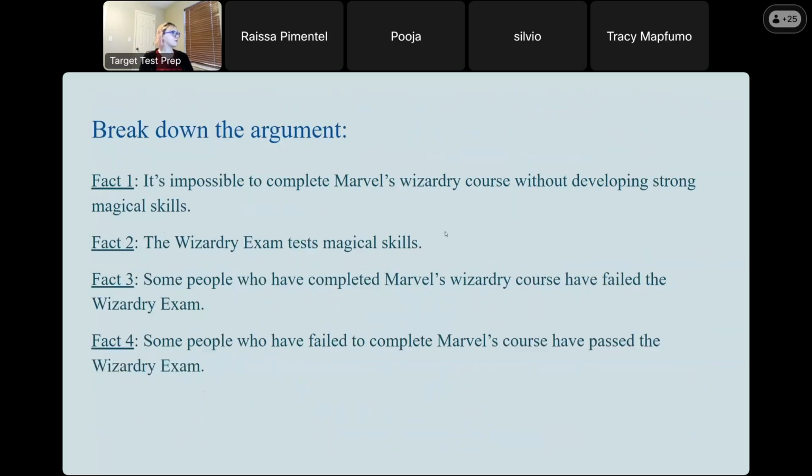Let's look at our breakdown. It's impossible to complete this course without developing strong magical skills. The wizardry exam tests magical skills. Some people who have completed Marvel's wizardry course have failed the wizardry exam. And some people who have failed to complete Marvel's course have passed the wizardry exam. There are two things I want to point out with this one.